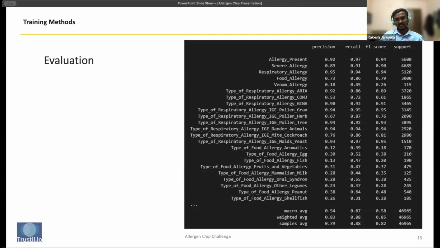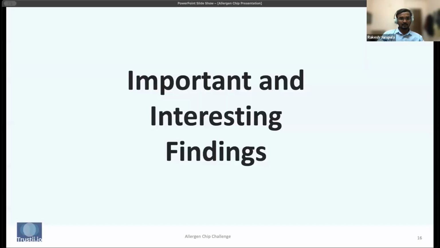If I wanted to estimate the model performance on unseen data, as you can see, the model was able to perform better for the respiratory allergy types, but not as well for the food allergy types. I will speak more about why this is the case in the coming slides, where I'll share insights about my findings regarding the dataset.